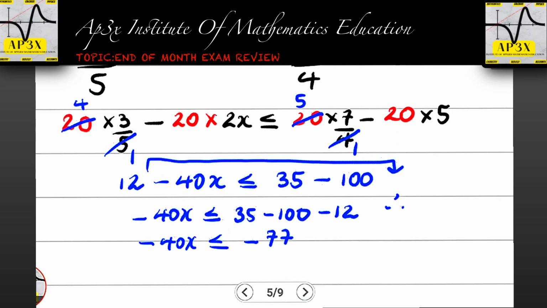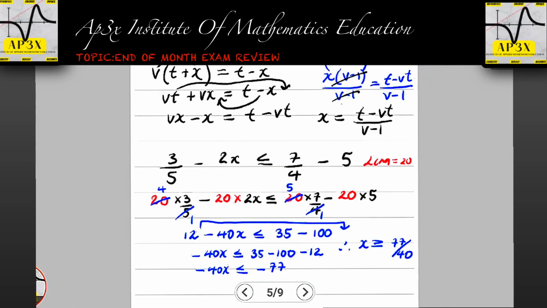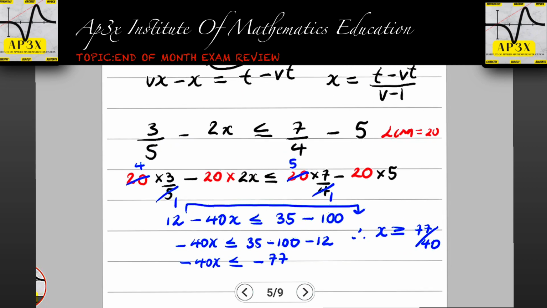So we're going to end up with x, as opposed to being less than or equal to, going to be greater than or equal to, when I divide negative 77 by negative 40, I'm going to get positive 77 over 40. And I don't need to really convert that to a decimal. I think that the fraction is more than accepted. All right. And that is how you'd solve that very simple linear fractional equation.